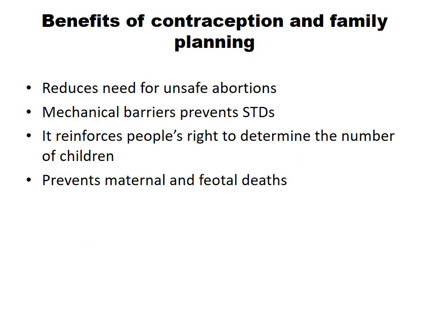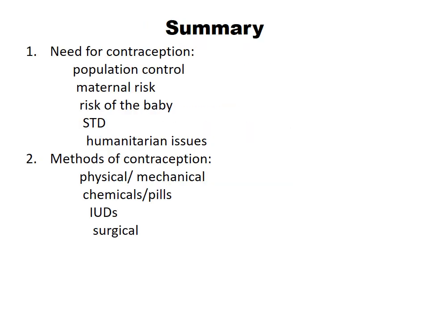So the benefits of contraception and family planning are that it reduces the need for unsafe abortions, it also prevents sexually transmitted disorders, it reinforces people's right to determine the number of children they want to have, after how many years they want to have it, and it also prevents unwanted maternal and fetal deaths. So in summary, the need for contraception is population control, maternal risk, risk to the baby, sexually transmitted disease and humanitarian issues like rape.